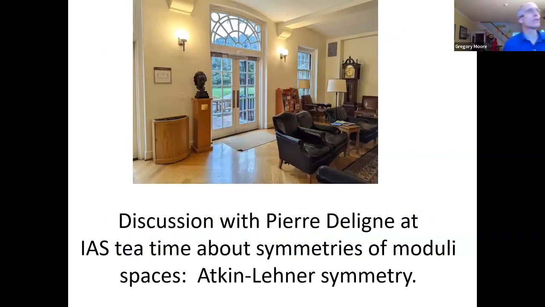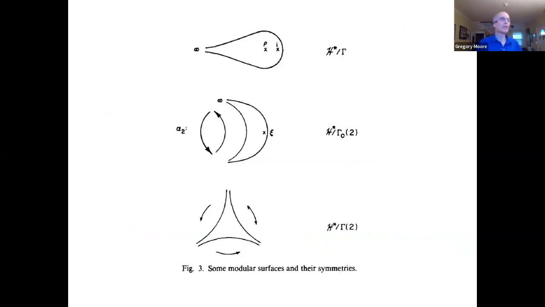So at the Institute for Advanced Study at the time, I walked up to Pierre Deligne and asked him what he knew about symmetries of moduli spaces. And he told me about Atkin-Lehner symmetry. If you look at the moduli stack of elliptic curves, there are no holomorphic automorphisms. But if you look at the modular curve for congruence subgroups of the modular group, then there are holomorphic automorphisms because there are elements in PSL2R which normalize those congruence subgroups.